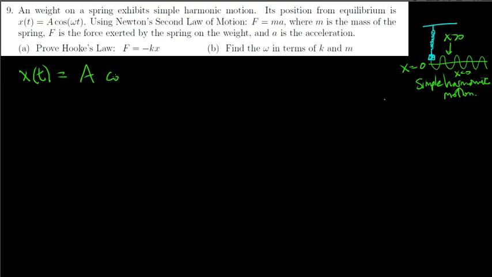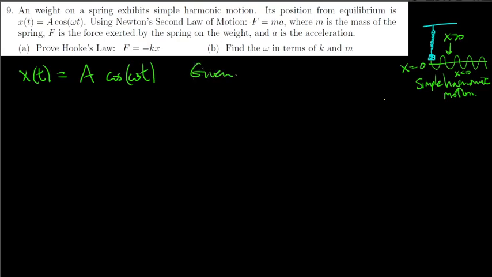So this is A times the cosine of omega t. If you want to say wt, that's okay, but this is the Greek letter omega for the angular frequency. And A is the amplitude, right? So this should look somewhat familiar, even from pre-calculus. But if not, don't worry about it. This is given in the problem.